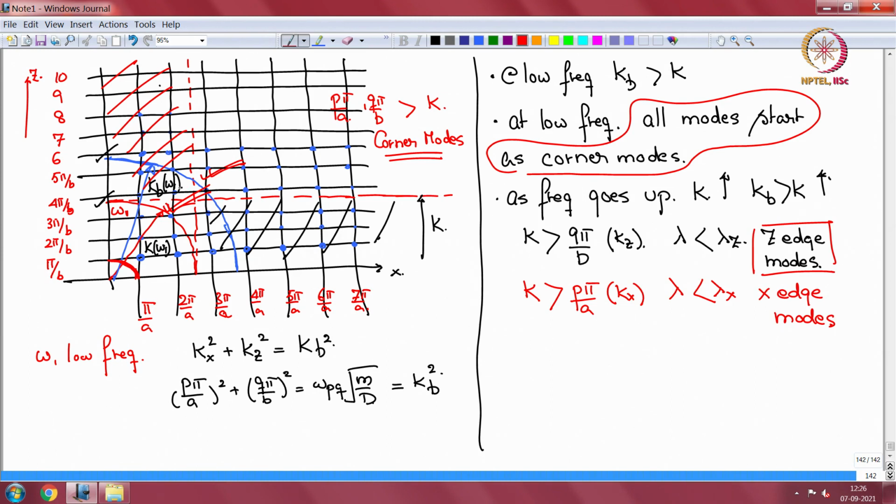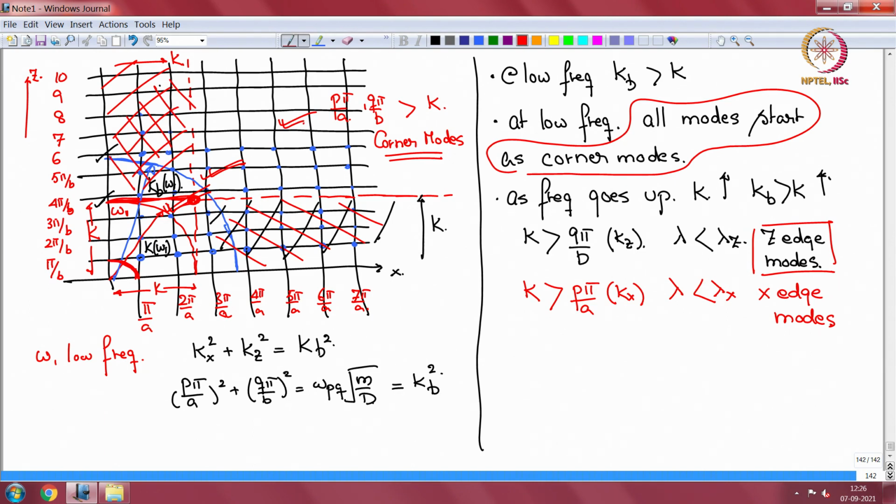So this region here, above this line here, this is k. So this point is k. These modes are x edge modes. These are z edge modes. These here are corner modes.